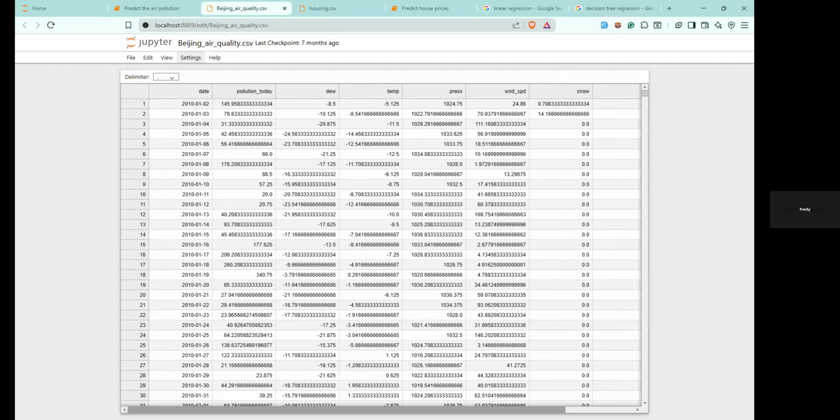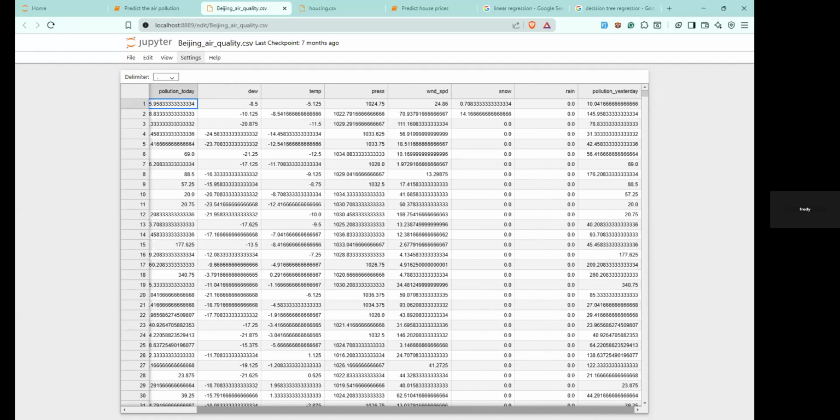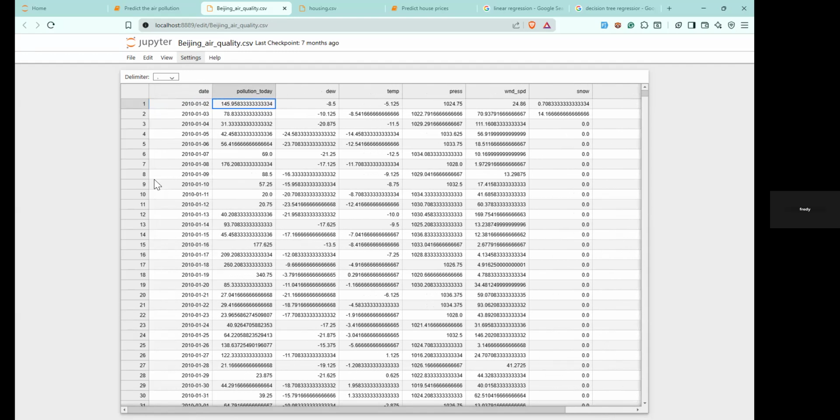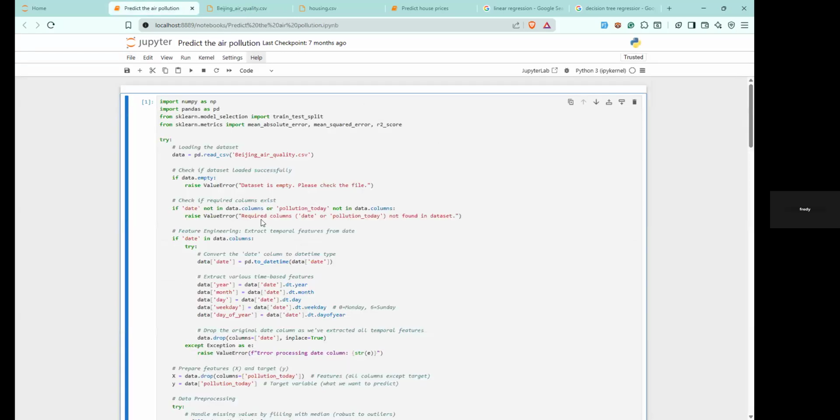Pollution today is already labeled, for example on 2nd of January 2010, it was this amount. That's what we are trying to predict. But the features that affect this pollution are pollution yesterday, rain, snow, and wind. All these affect the target, which is pollution today. Now let's go to the actual coding.